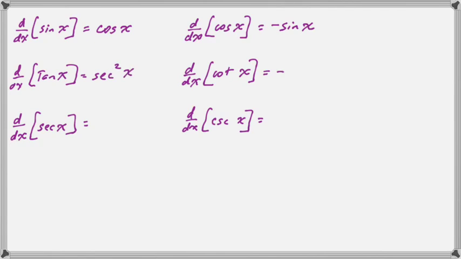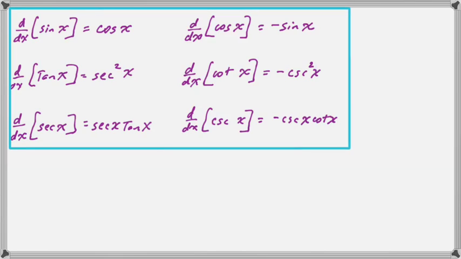Derivative of cotangent would be negative cosecant squared. Derivative of secant is secant times tangent. Derivative of cosecant is negative cosecant times cotangent. These are the derivatives of your 6 trig functions.